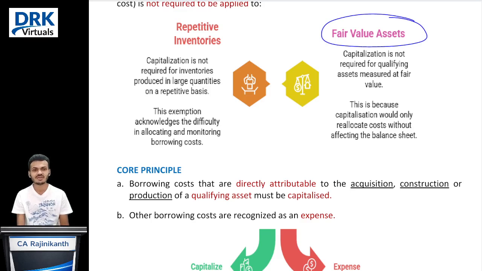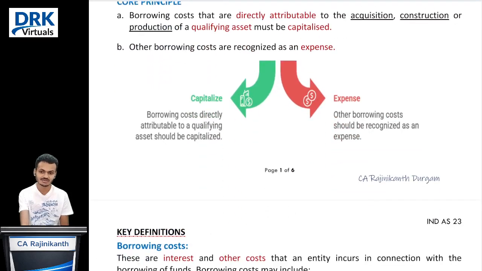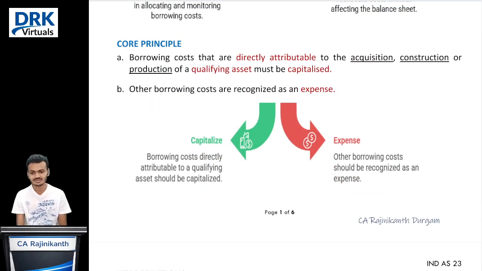Assets measured at fair value are also scoped out of this standard because fair value means what? It is a market-based number that considers everything including borrowing cost. Clear? We should not apply the standard to assets measured at fair value. Similarly, inventories that are produced in large quantities on a repetitive basis are also scoped out of the standard. Clear? And coming to the core principles of the standard, what is that?